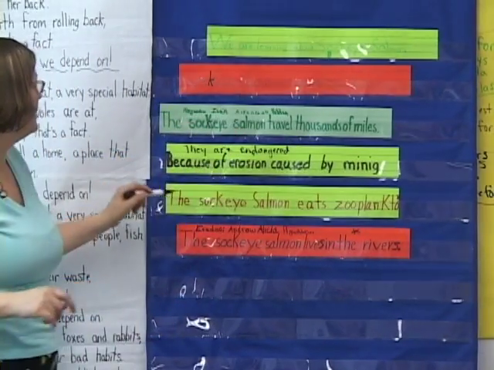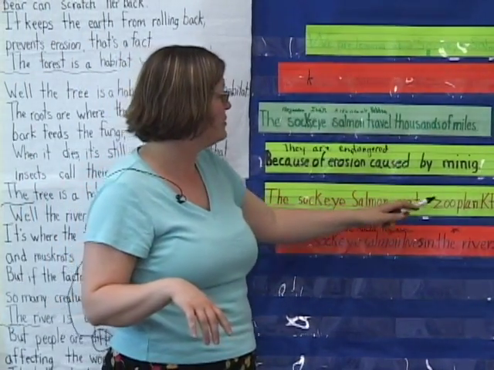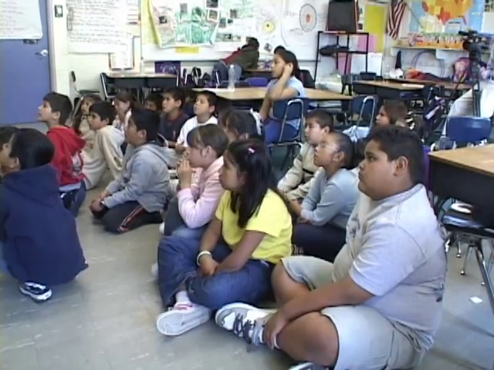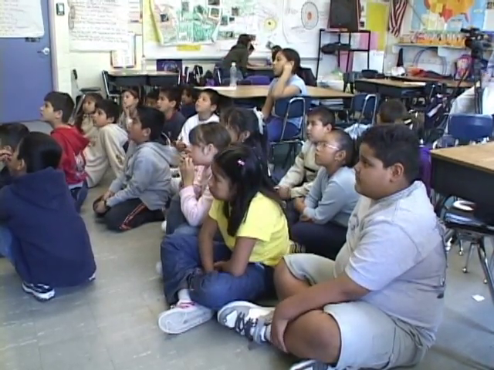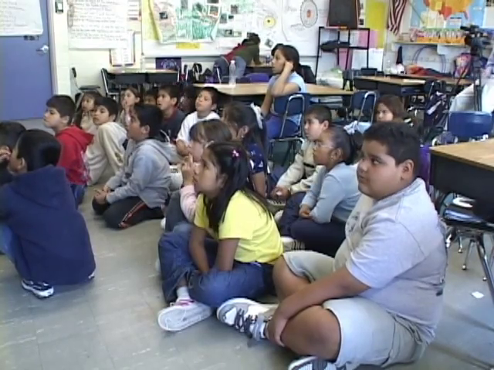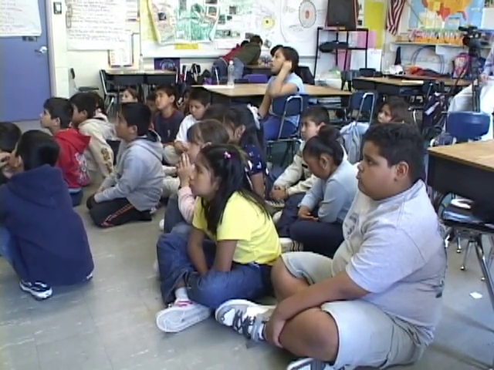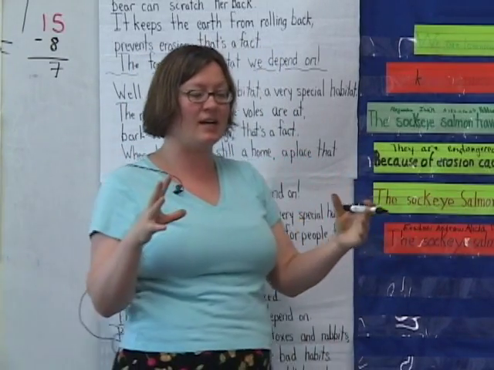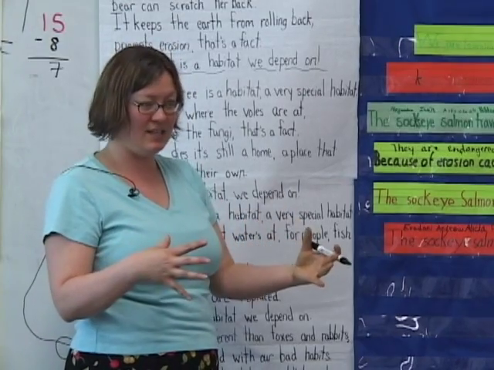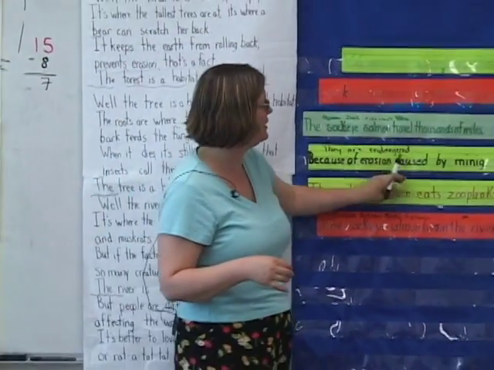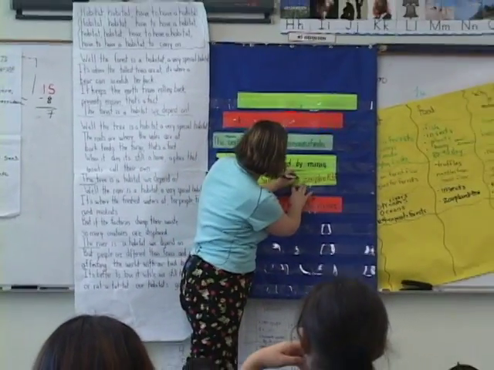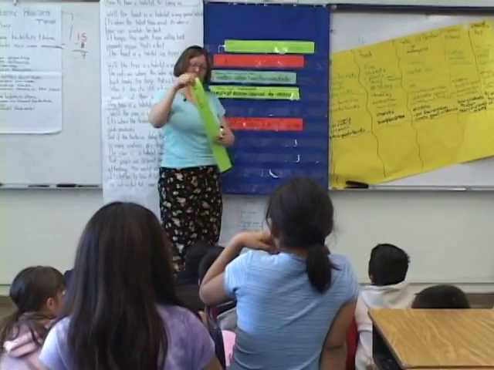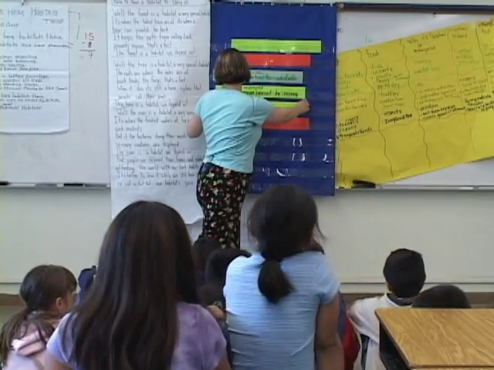All right. The sockeye salmon eats zooplankton. That sound right? No. The K. Okay. Now, but we're just looking right now to see, does it sound right? The sockeye salmon eats. If it was one sockeye salmon, it eats. But if it's many sockeye salmon, they eat. Okay? So the sockeye salmon eat zooplankton. I bet there's some on the back. And insects, and they've got their period right there. Good job. They have too much capital.